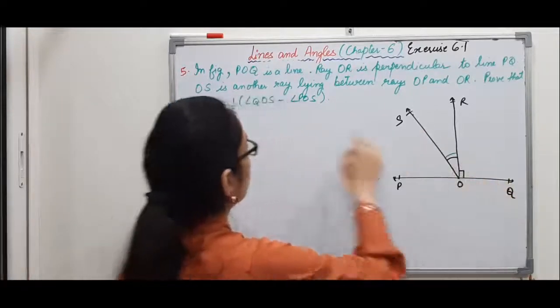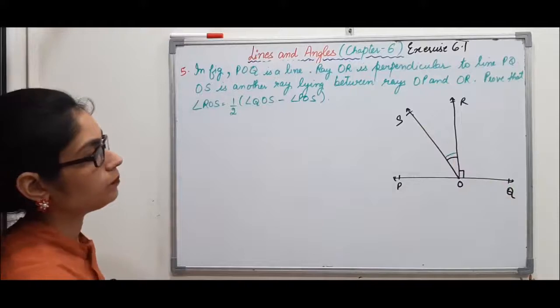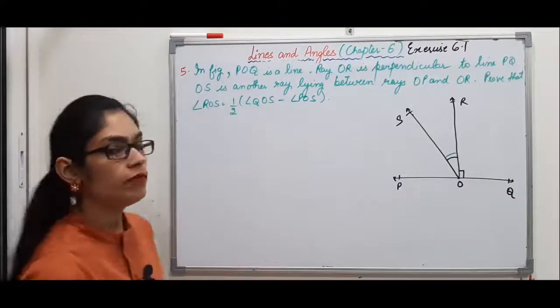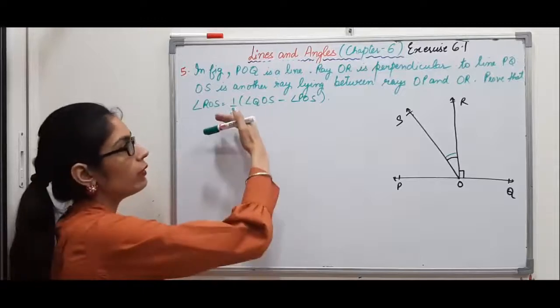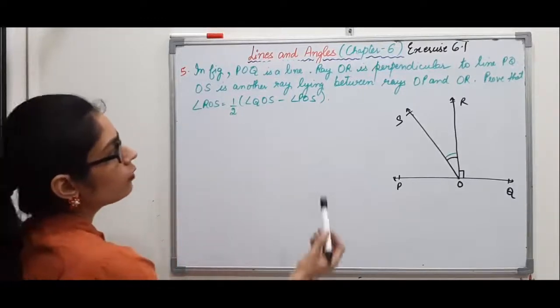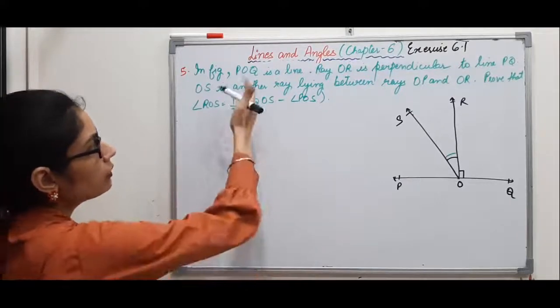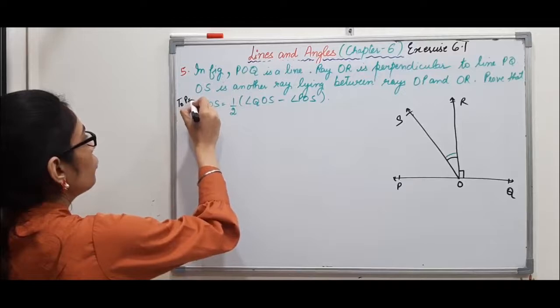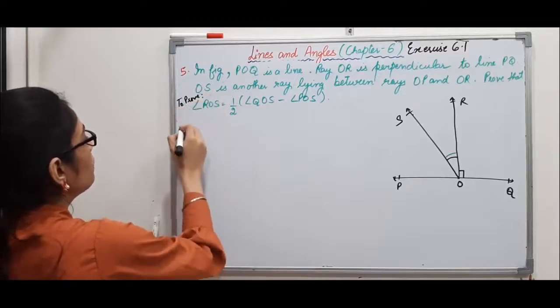Angle QOS, this full one, minus angle POS. So this thing basically we have to prove. Same way we'll proceed. First of all, write the given thing and then to prove. Given, you can write all the things which are given to us, then this is our to prove. Then proof will start.